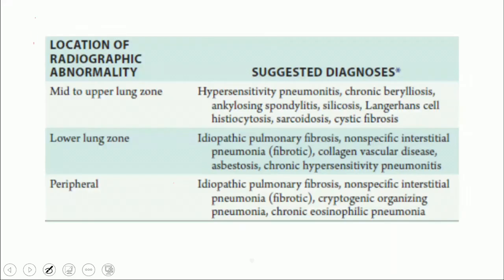There are all these various ILDs. Some affect the upper lobe predominantly. Some affect the lower lobe predominantly. This table gives you a list of that, right? But especially hypersensitivity pneumonitis, ankylosing spondylitis, sarcoidosis affect the upper lobes, right? Idiopathic ones are mostly lower lobes. Just remember one or two of those in case the MCQ asks.